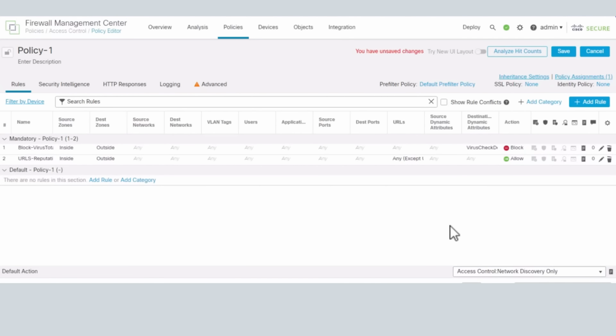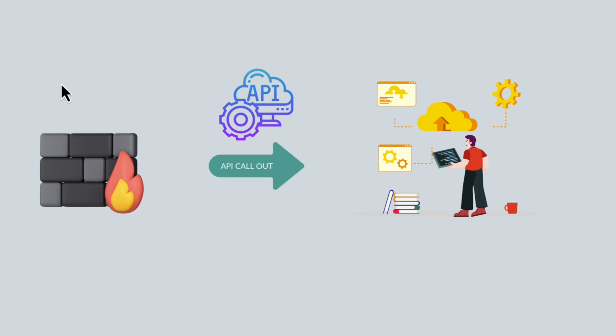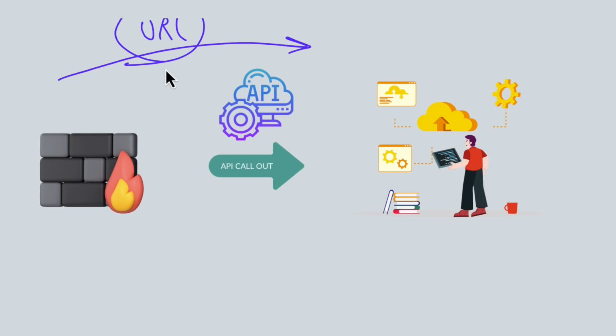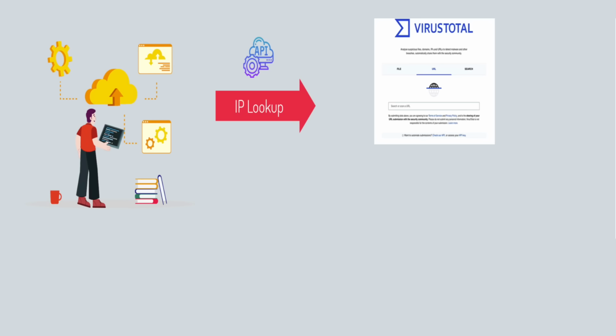Before we save the config and deploy, let me explain one more time why we need this rule here. The reason we use this ACP is to handle scenarios where Talos categorizes a URL as uncategorized. According to the correlation rules, our custom module is triggered and sends the IP address associated with that URL to our application. Next, our application communicates with VirusTotal using an API to check the status of the URL IP address.